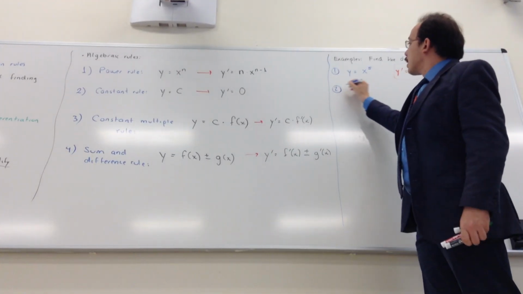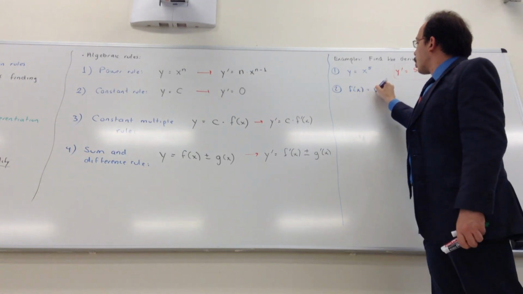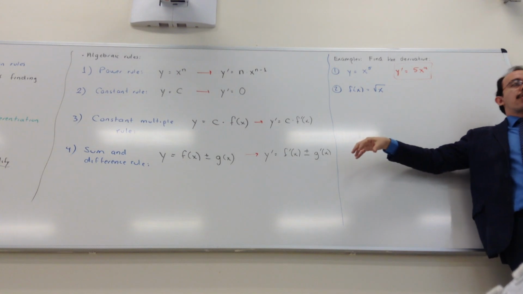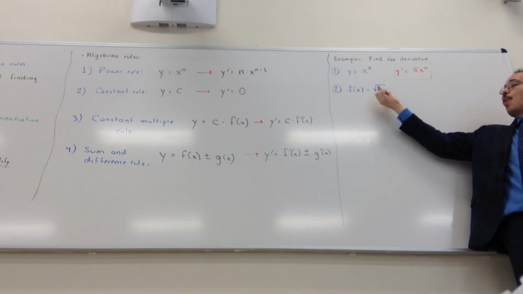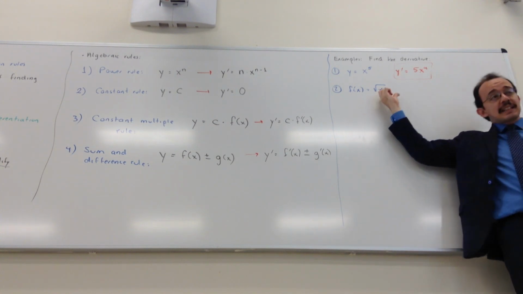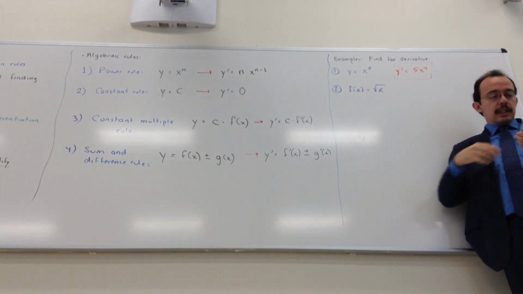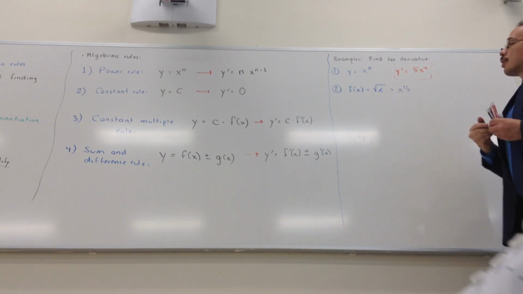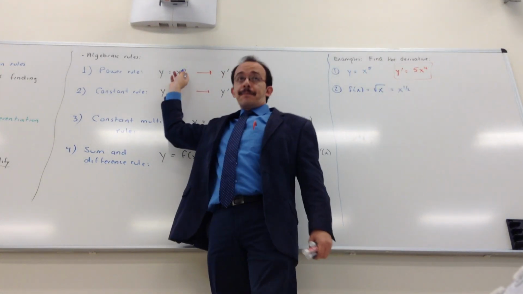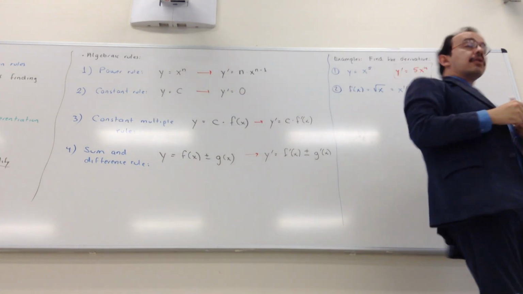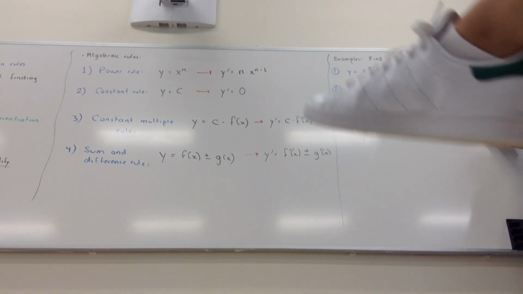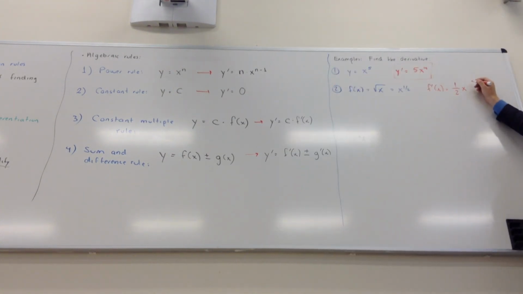Next one. Another example. Same rule. F of x equal to square root of x. In this one, for example, if you observe, there are no rules for square roots. But if you remember from Math 1, there is a way to rewrite this square root into a power. So you need to rewrite it as x to the 1/2. So now you have the form x to the n again. And then we apply the rule. So f prime of x is going to be 1/2 x to the what? 1/2 minus 1?